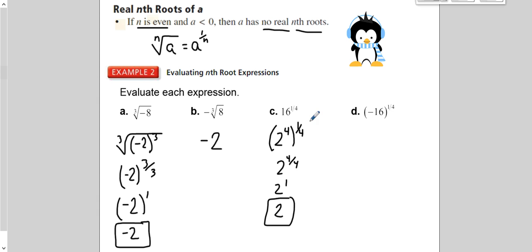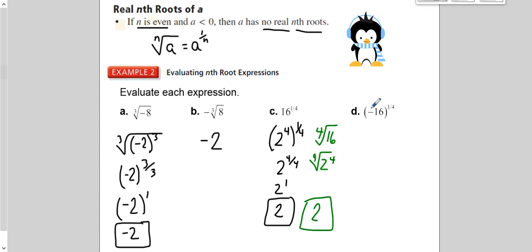We also could have written this 1/4 power as a 4th root of 16. So that it's a 4th root of 2 to the 4th, which is 2. Same answer either way. No contradictions. That's why I love math. It never argues with itself. Both methods agree on the same answer.